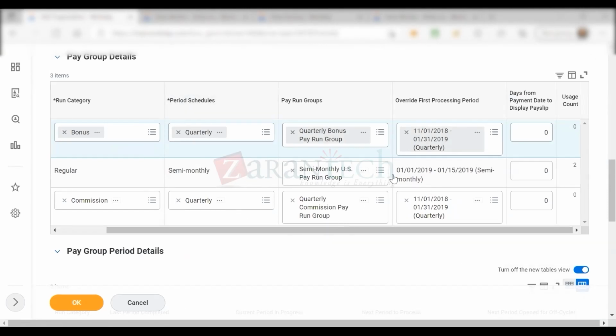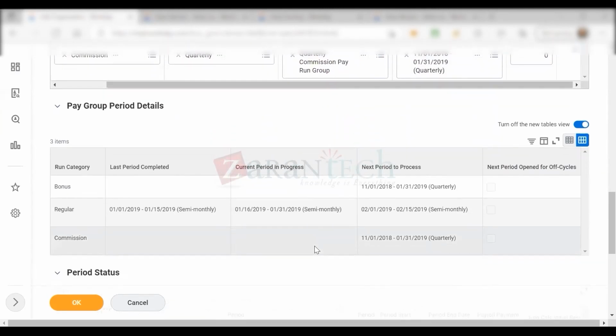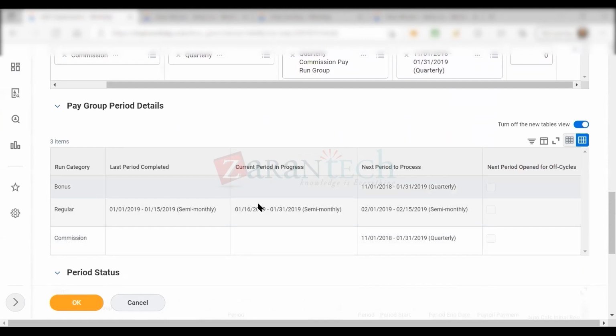So here we plug everything together. This is the place where we group all the processing parameters together. Whatever we learned so far, period schedule, run category and pay group, this is the place where we bring them together. And after we bring them together, this is more of a view or review section where it tells all the information. It tells what was the last period completed for this run category, what is my current period in progress, and what will be my next period to process. So this is more of an informational grid, but it is a very useful grid.